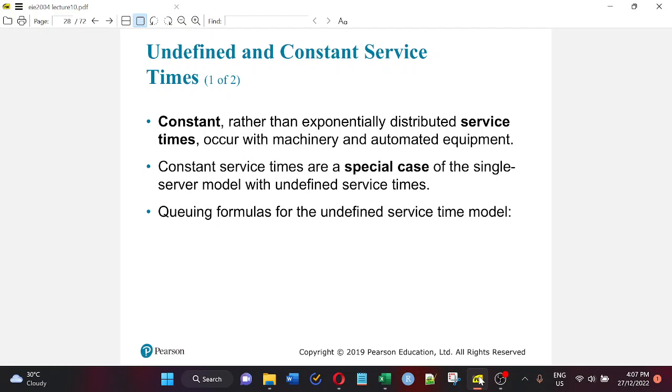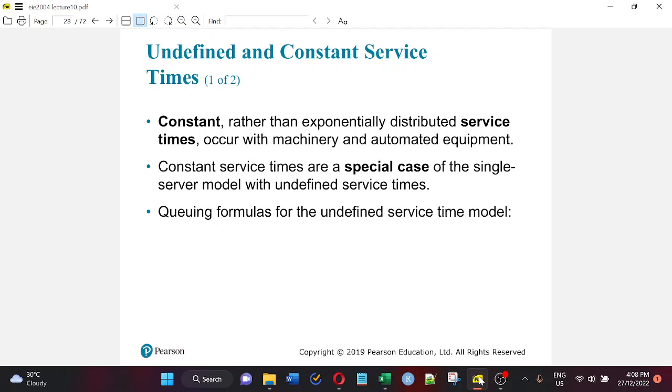The constant service time, rather than exponentially distributed service time, mainly occurs with machinery and automated equipment. Imagine this product is waiting in the queue to be processed by the next machine, and the service time of this machine is actually constant. Like whenever it fills the cup or the bottle, it just takes like 3 seconds, for example. And it is constant because we are not talking about human beings here. There is no variation. This is a machine. So now we are dealing with the constant service time.